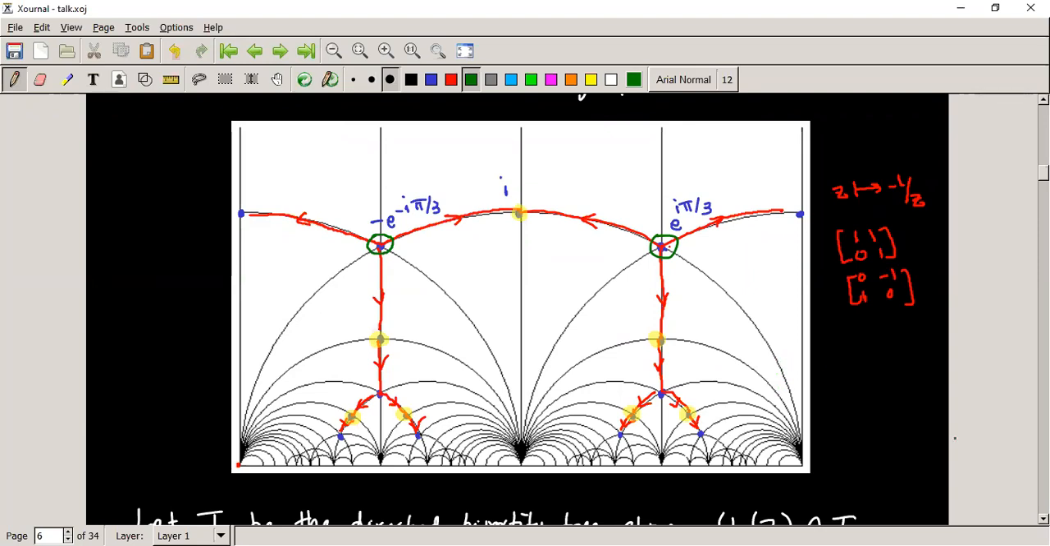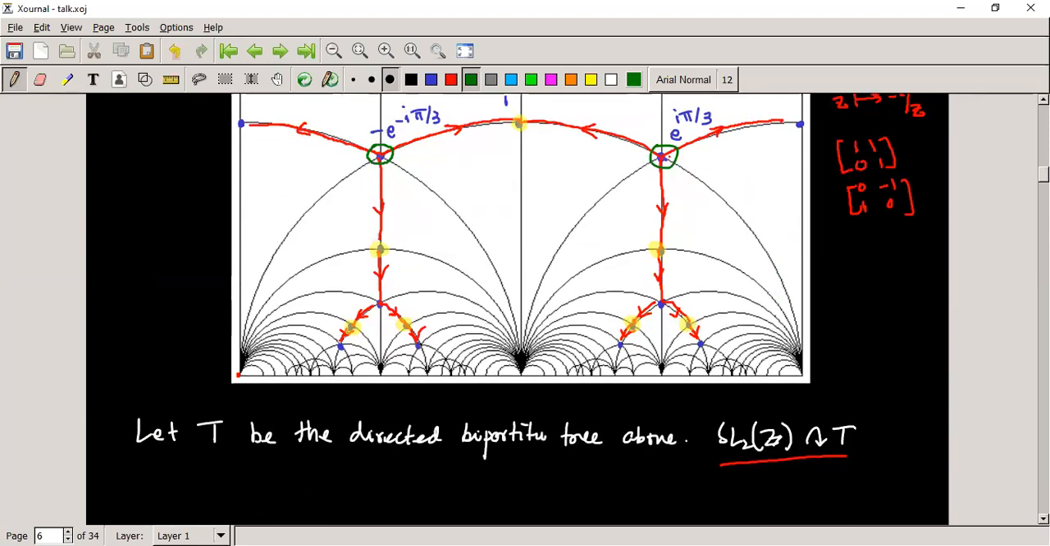Yes. That's why the action is on a bipartite tree, preserving the color of vertices. Okay, I understand.